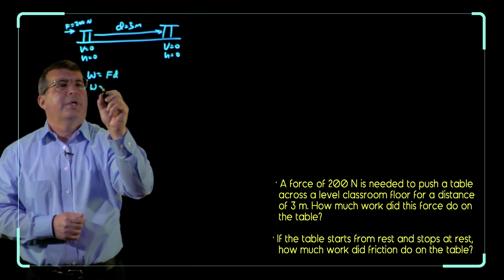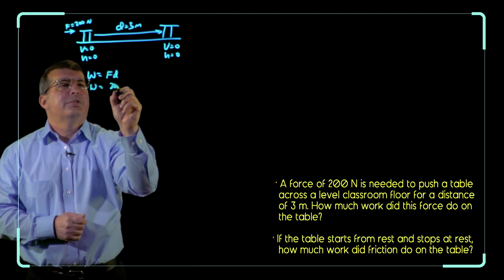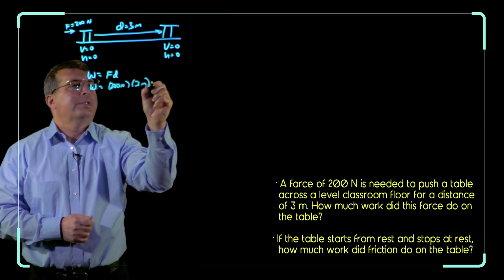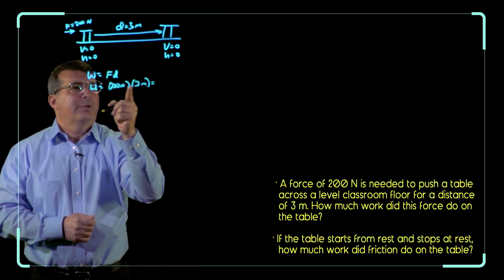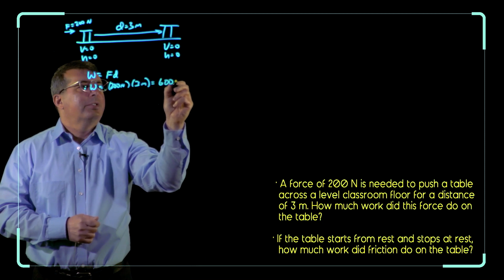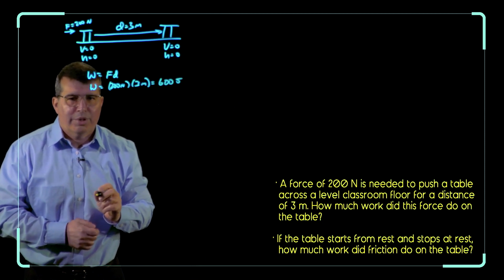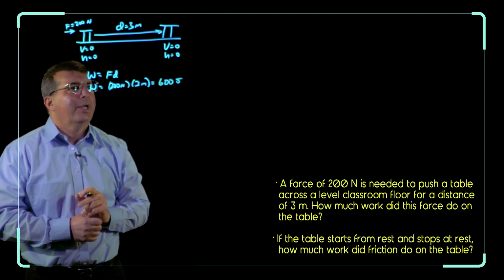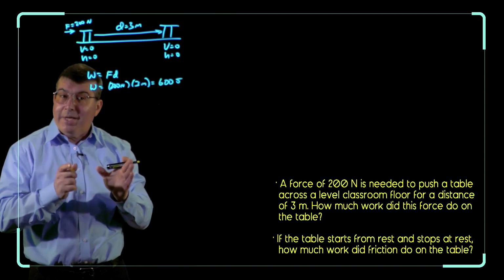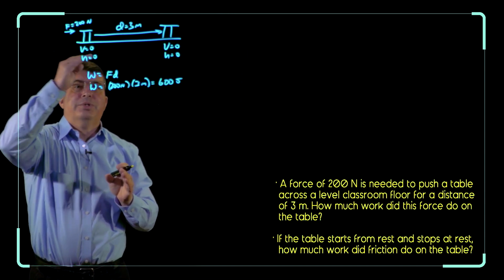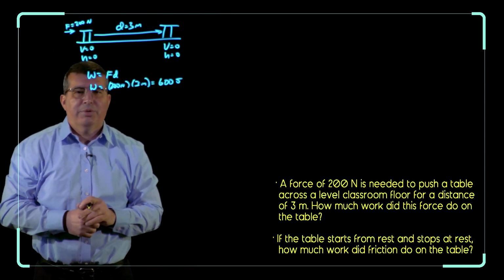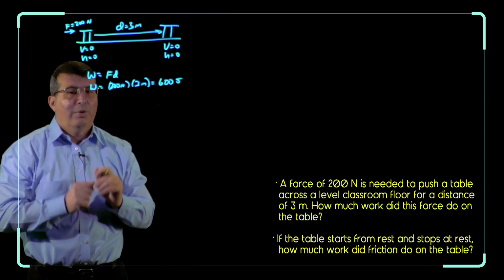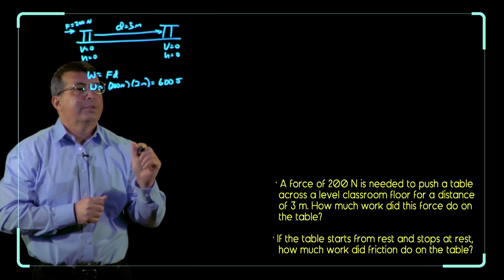So the work is the force, 200 newtons, times 3 meters. So that would be 3 times 200, 600 joules of work done by the force to push that table across. Okay, so that we can do, and it's positive. It's positive work because the force is in the same direction as the motion. Now, to answer the question of how much work did friction do, we have to consider the energy principle.